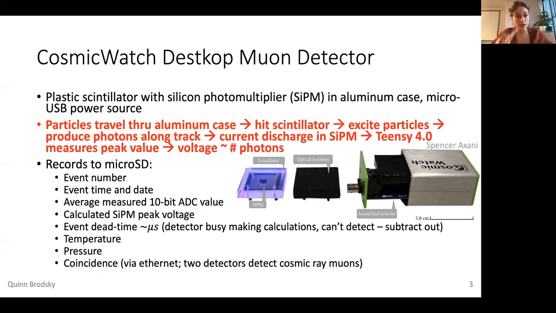And if you connect two cosmic watches together using the Ethernet cable, this is called coincidence mode. And you can store coincident events, which are events where both detectors detect the same event. And we represent it using a binary bit.